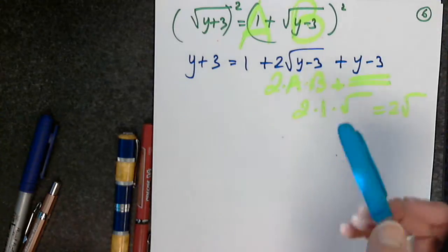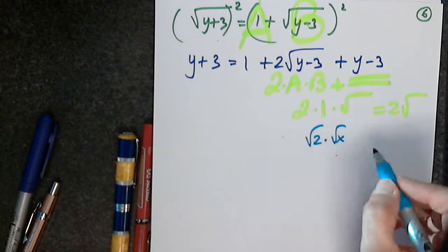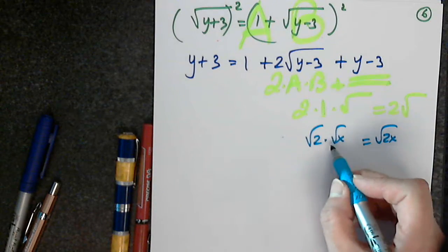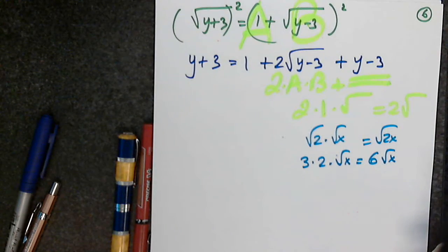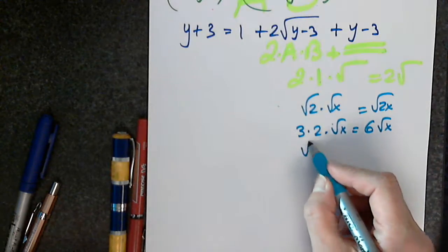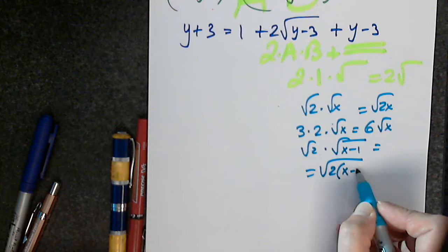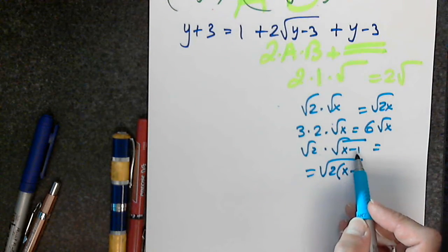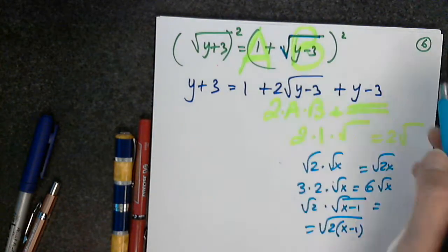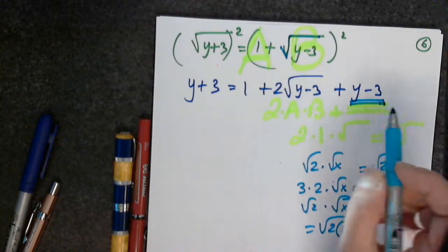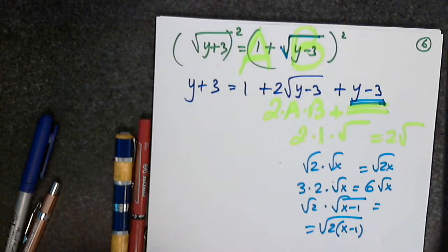But now it makes sense. When I multiply the square root of 2 by the square root of x, this is the square root of 2x. I'm not changing anything inside. If I have 3 times 2 times the square root of x, I have 6 times the square root of x. But I could have the square root of 2 times the square root of x minus 1, which is the square root of 2 times x minus 1, which I can't change anything inside. So when you square, this does not change inside. It either clears completely of radicals, or it keeps the square root of y minus 3. Better? Good. I'm glad we clarified that.